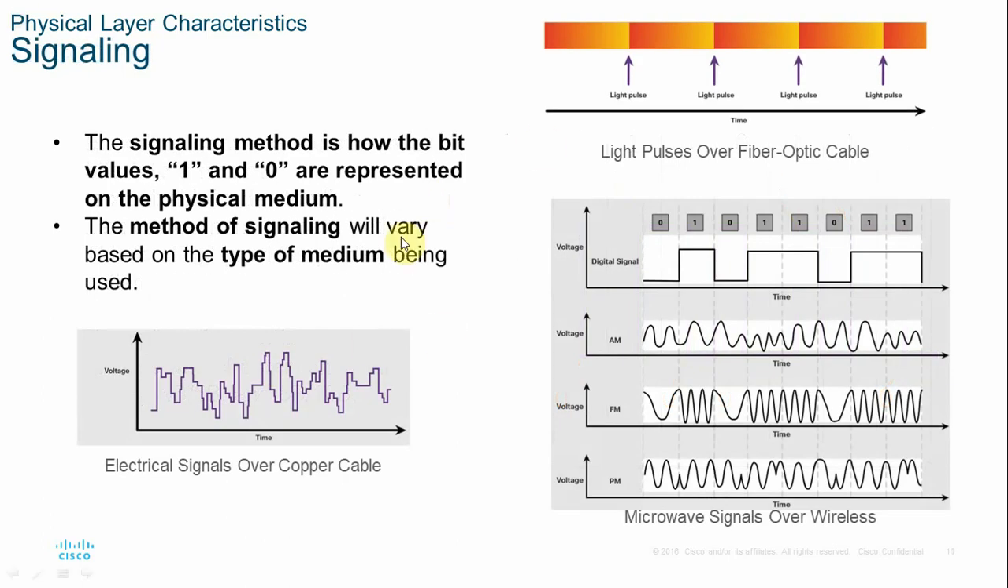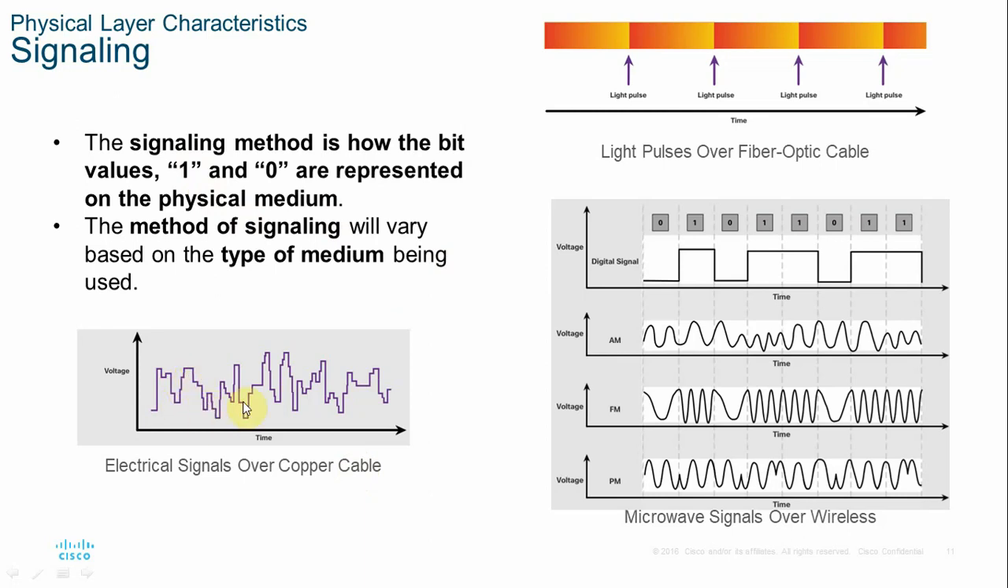Now signaling means how the ones and zeros are represented in the medium. How are these ones and zeros shown in the medium? So the method of signaling depends upon the medium. For example, if I have a copper cable, I will convert the bits into electric signals. See here, 1 means high electric signal, 0 means low electric signal, 1 means high electric signal, 0 means low electric signal.